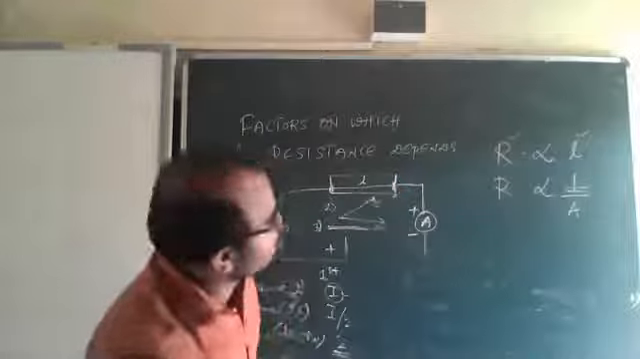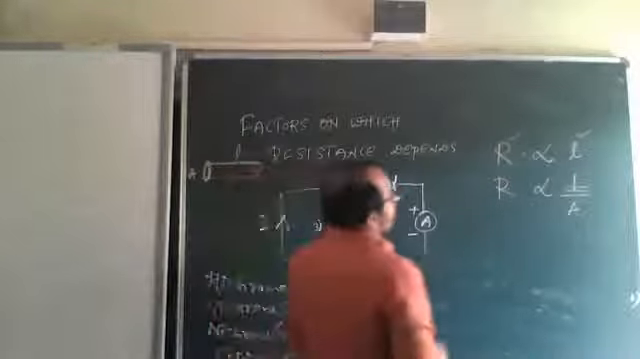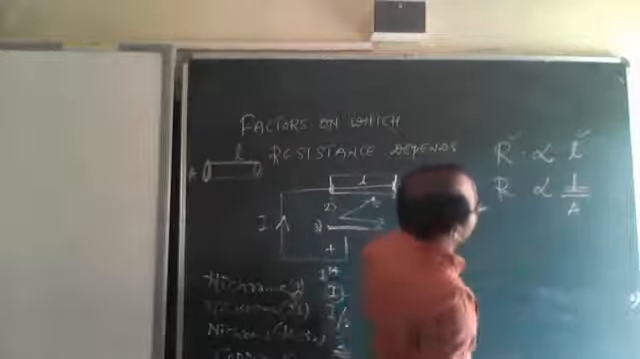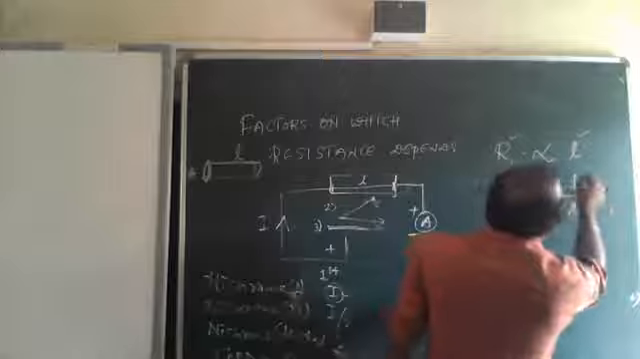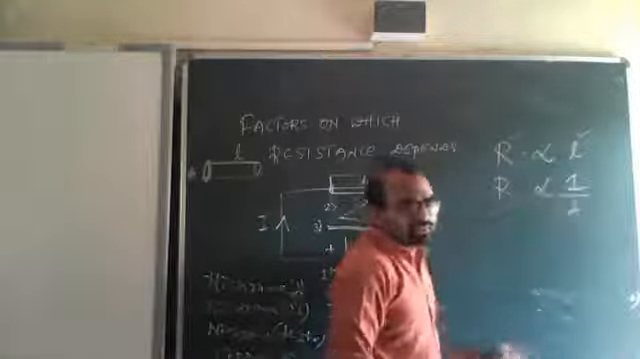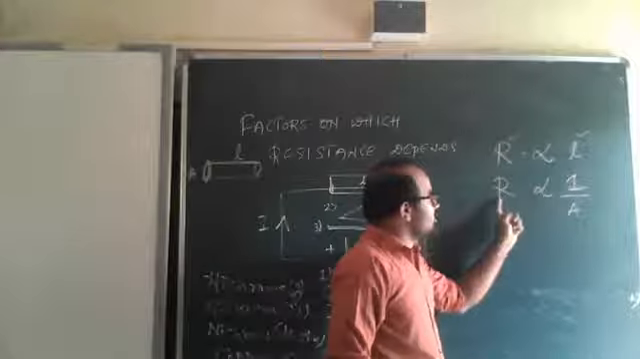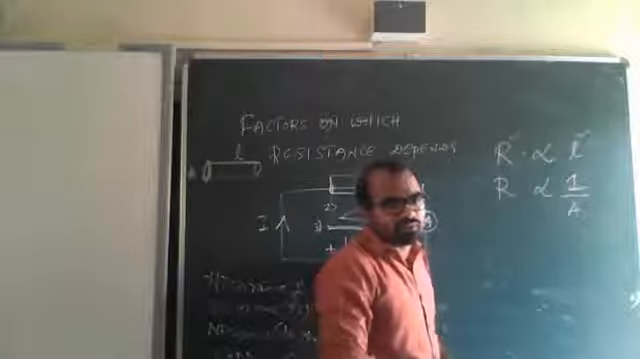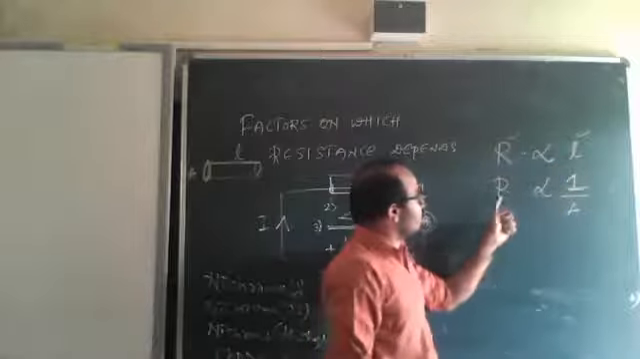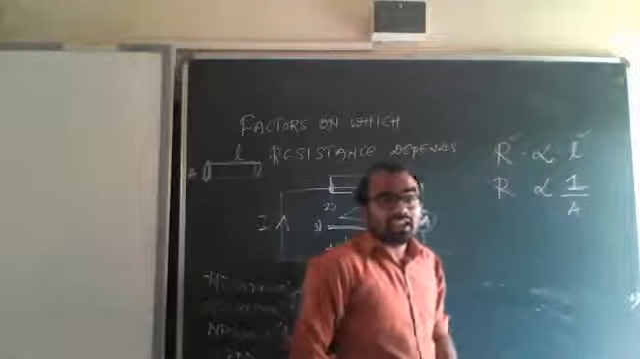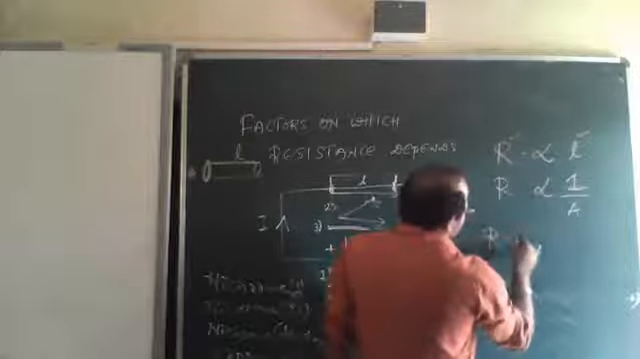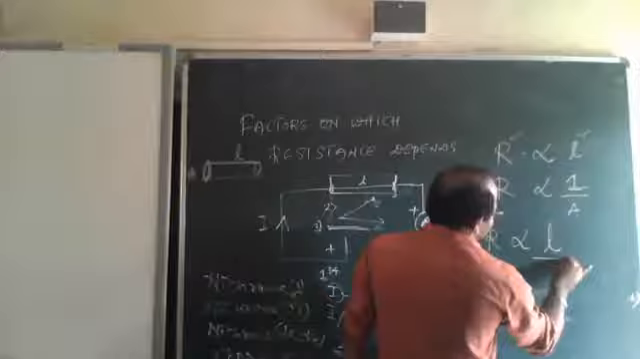R is directly proportional to L. And R is inversely proportional to A, that means 1 by A here. This is directly proportional, this is inversely proportional. Directly proportional means as R increases, L increases. Inversely proportional means as R increases, A decreases. So including these two, I will write it as R is proportional to L by A.